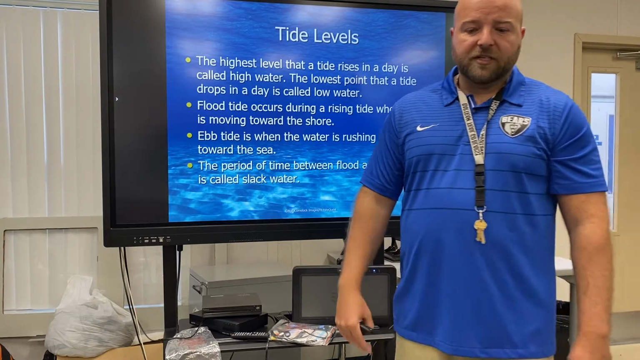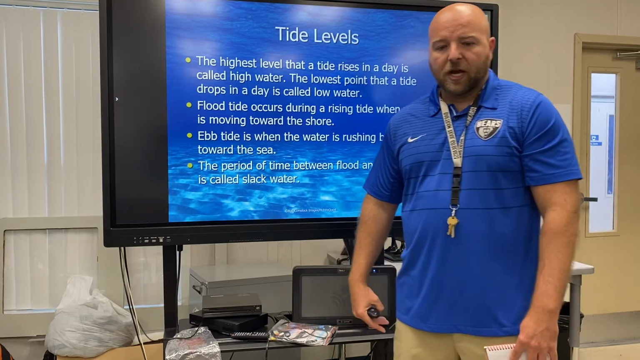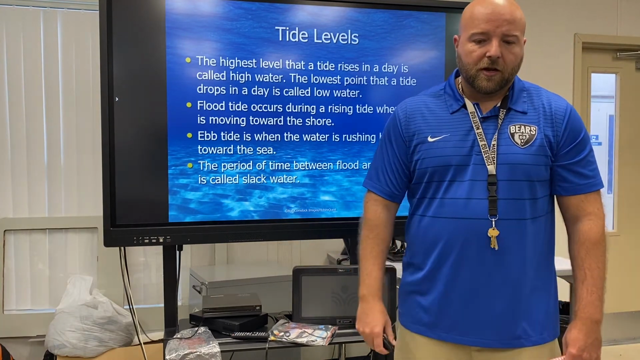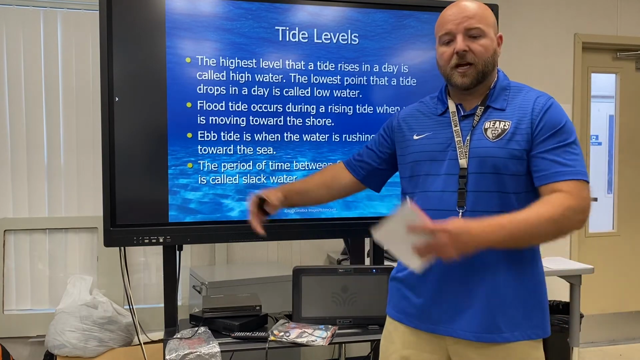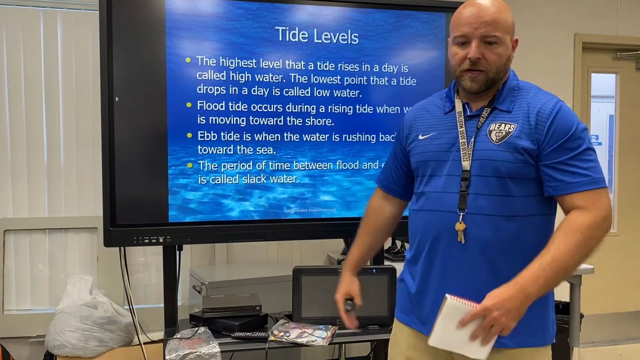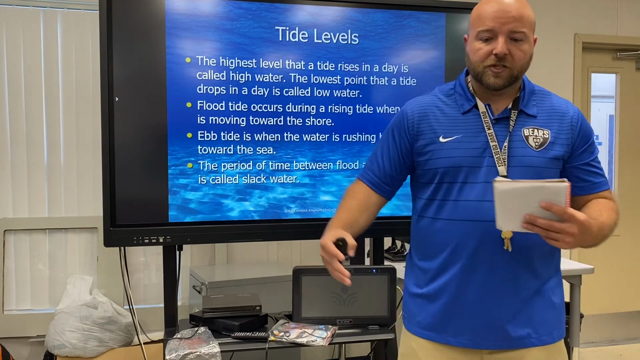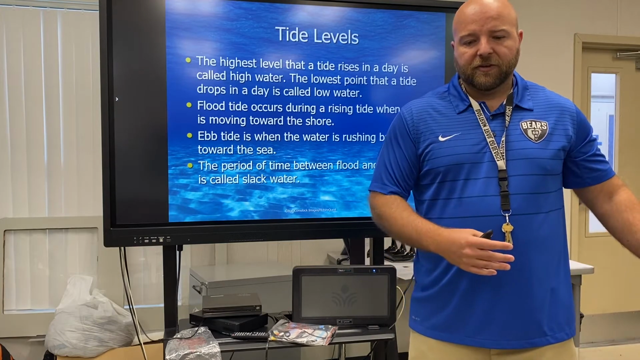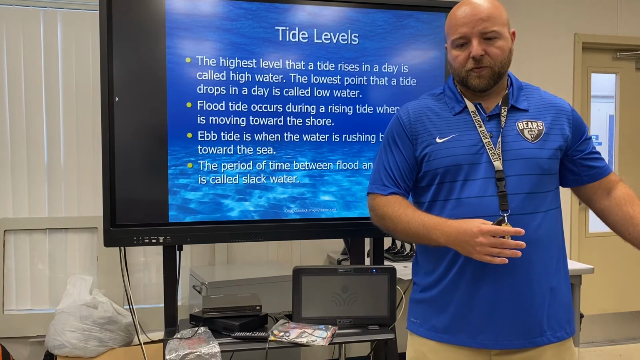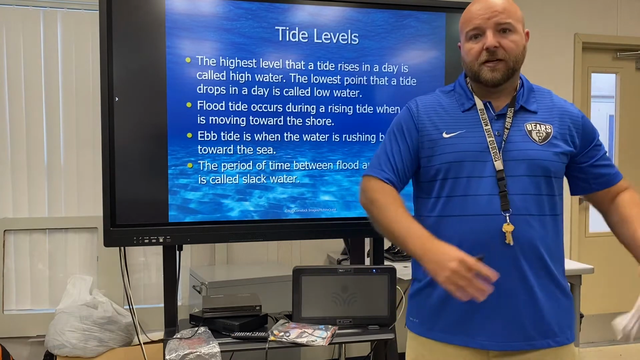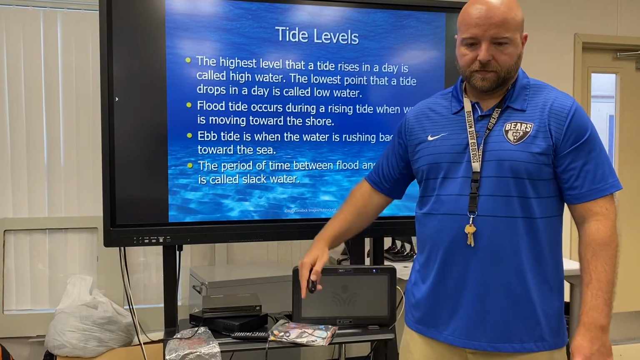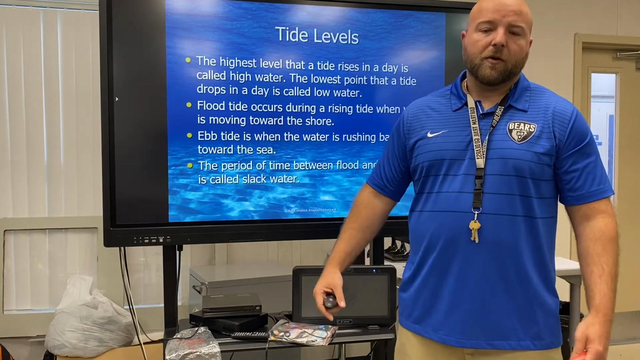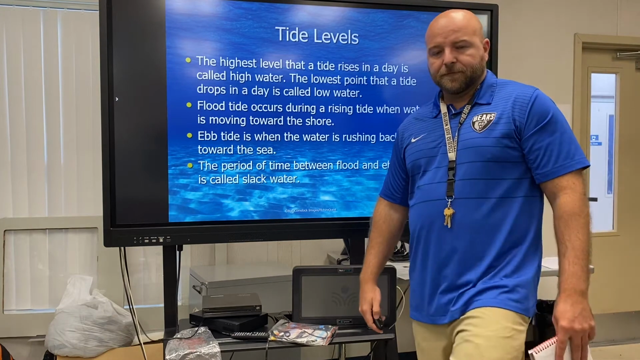The highest level that a tide rises in a day is called high water, and the lowest point that a tide drops in a day is called low water. Flood tide occurs during a rising tide when water is moving toward the shore, and an ebb tide is when the water is rushing back toward the sea. So let's try to capture that main idea of the rising tide and then the ebb tide. Let's get both of those. And then the period of time between the flood and the ebb is called slack water. We don't need to write that down.